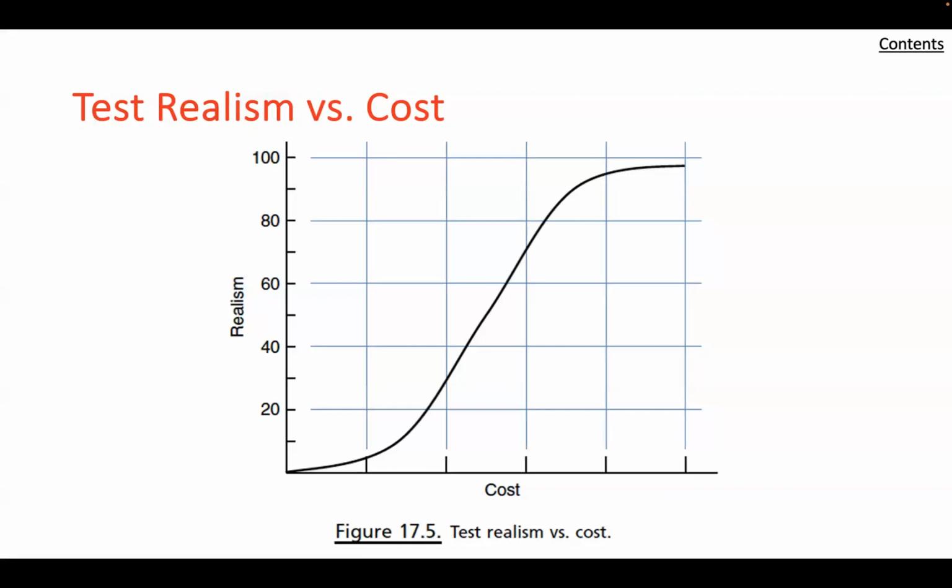So there are more details here. For this figure, we're giving an example of looking at the test realism versus cost. Maybe we don't need to get to the flat part up here, and so we can be optimizing the cost somewhere in the middle. So there is a lot of information in this section.